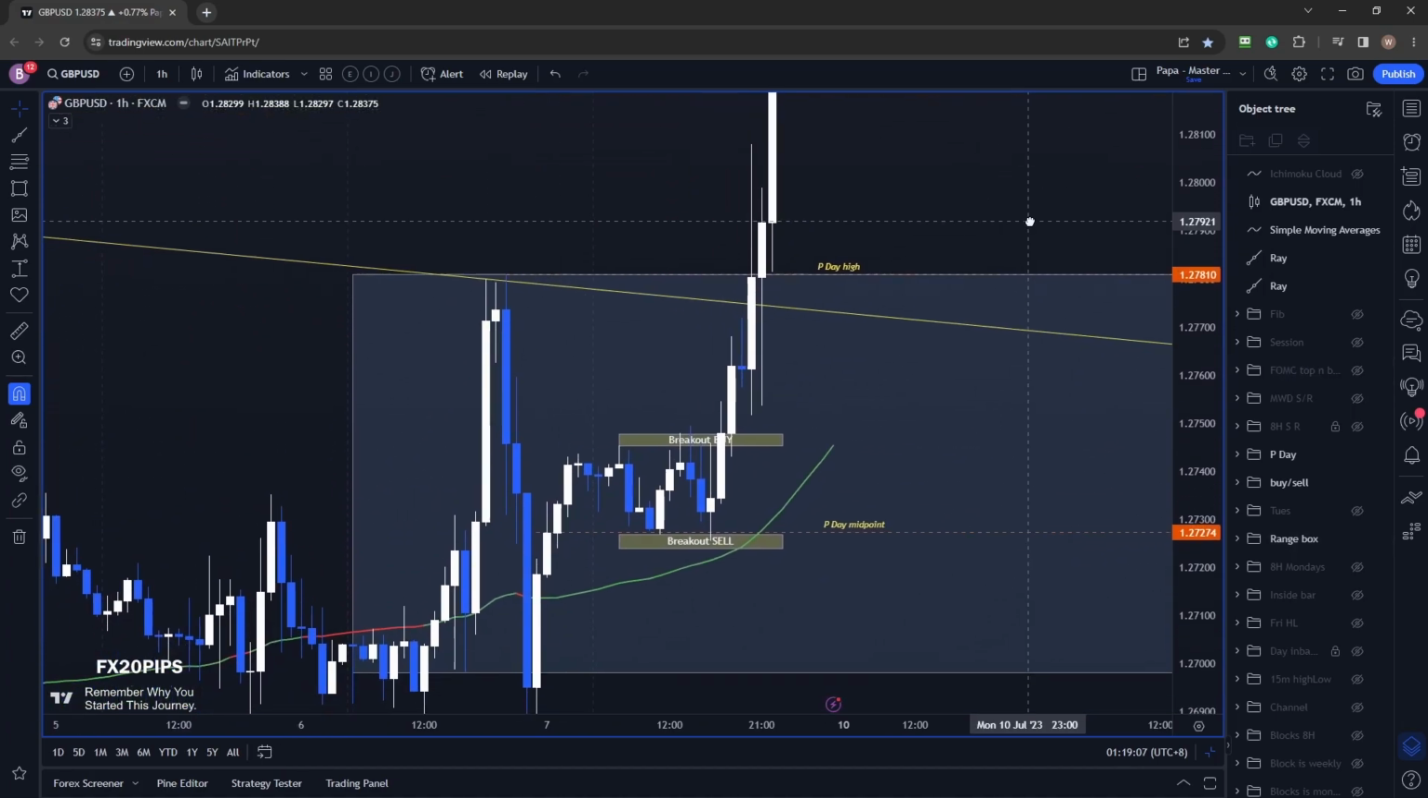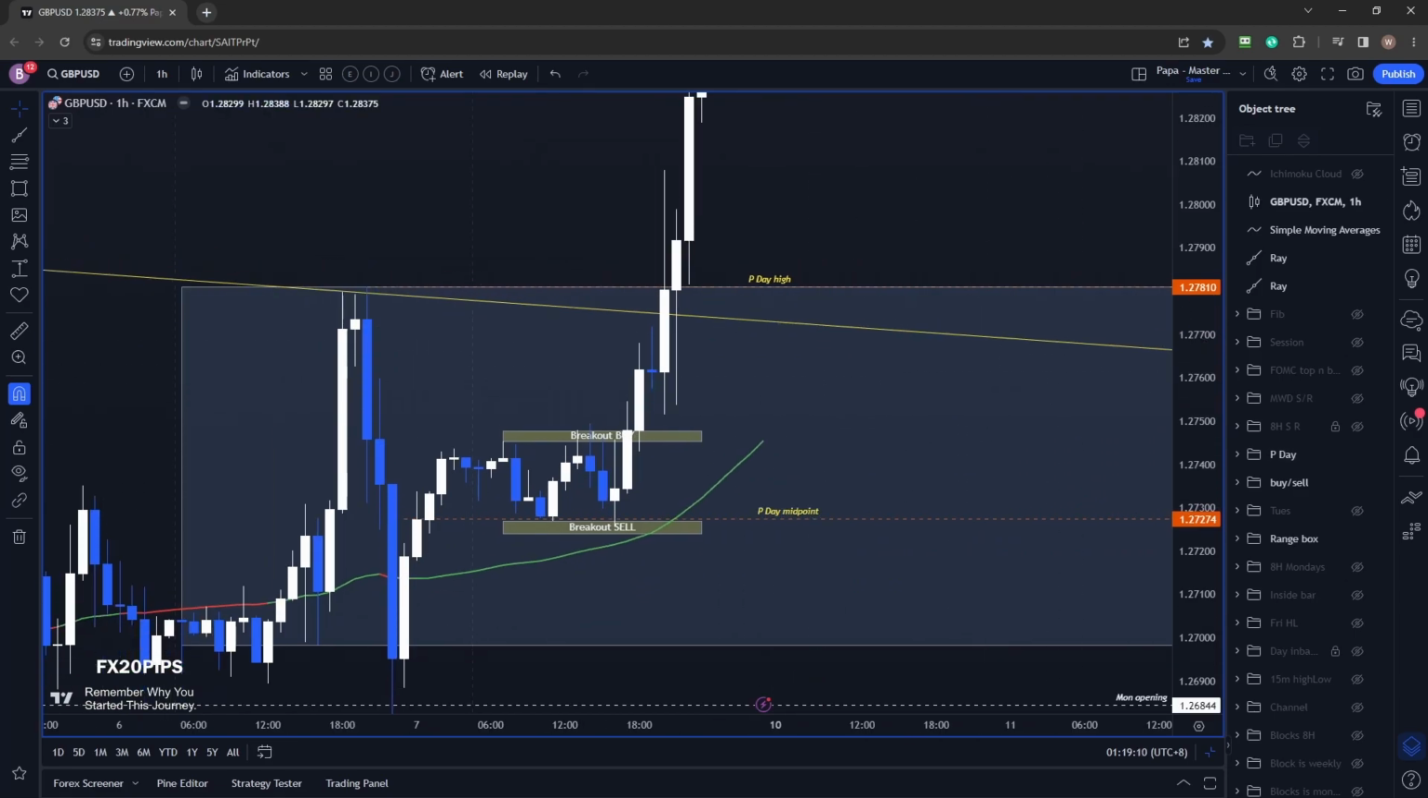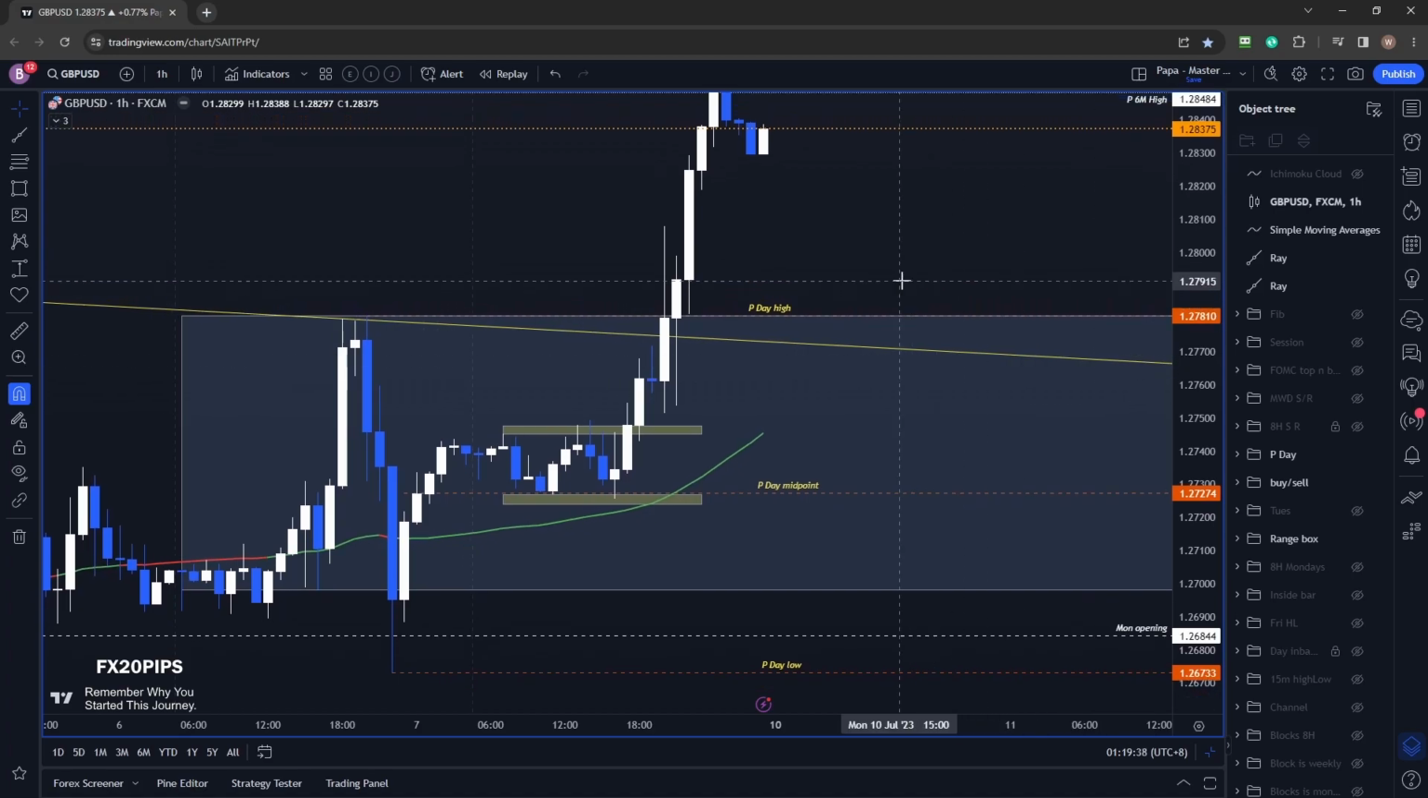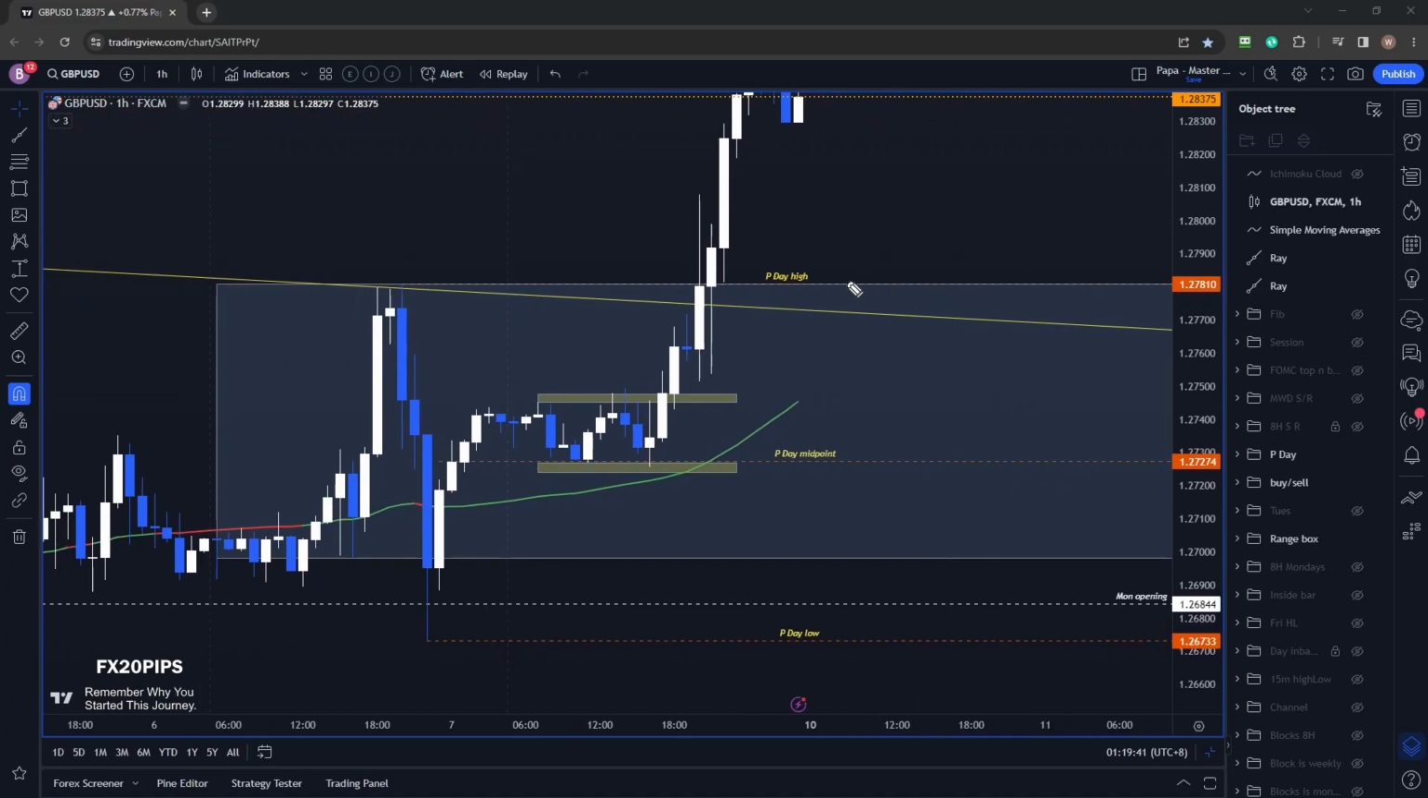Okay, so we are here in the 1 hour chart, and this is the Friday chart. Obviously this is the Thursday, and then this is the Friday, and NFP was at 8:30 my time, GMT plus 8. And before that I had drawn the usual breakout buy and breakout sell. Now, if you look at the chart, you would see my daily routine of previous day high, midpoint, and low. And obviously this is the week Monday opening.